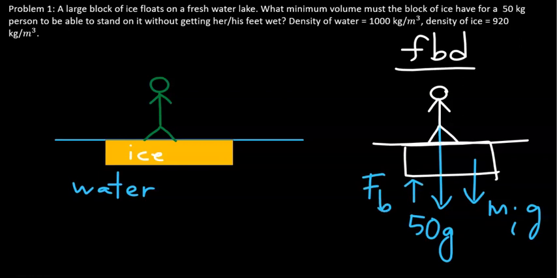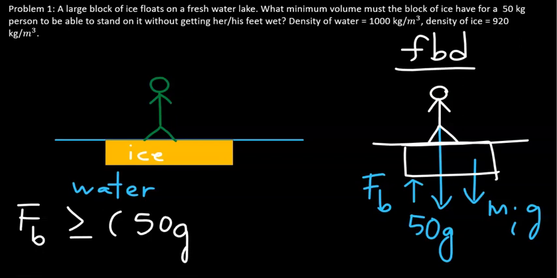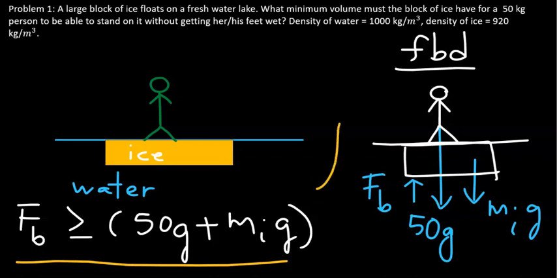Since the person and the ice block are floating on the surface of that freshwater lake, whatever buoyant force is acting on the system must be greater or equal to the total weight of the system. So the weight of the person plus the weight of the ice block. Note that this expression is purely from the free body diagram, and we have not looked into Archimedes' principle yet. That is exactly what we are going to do next.